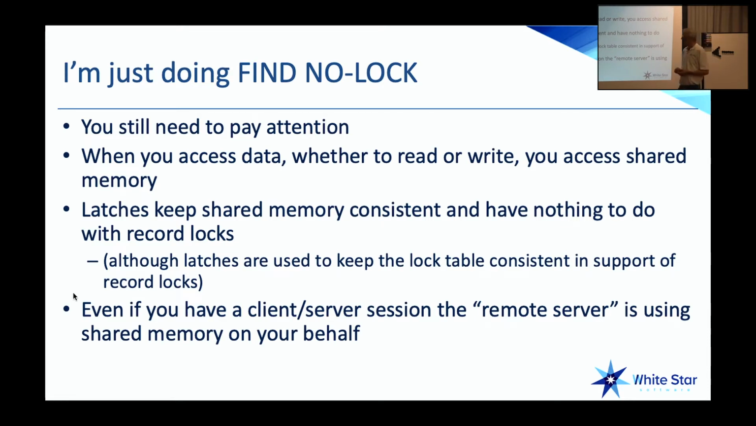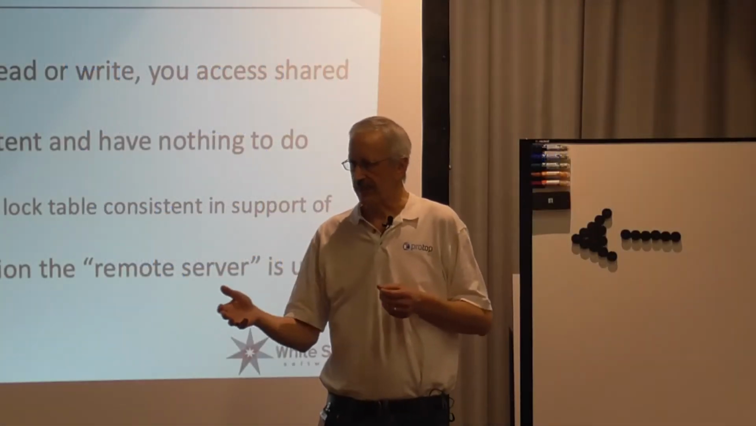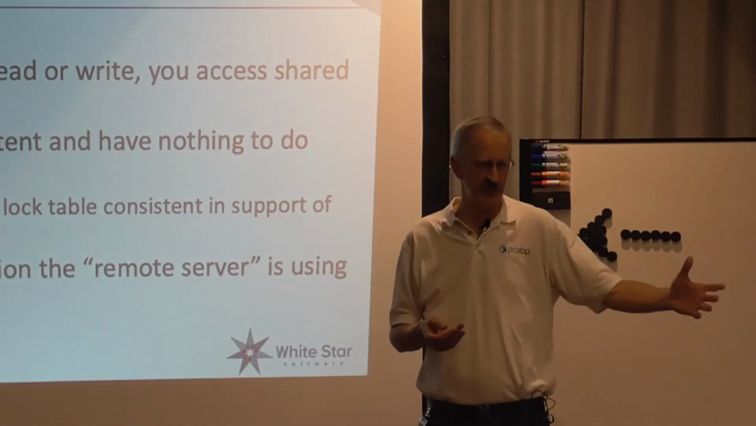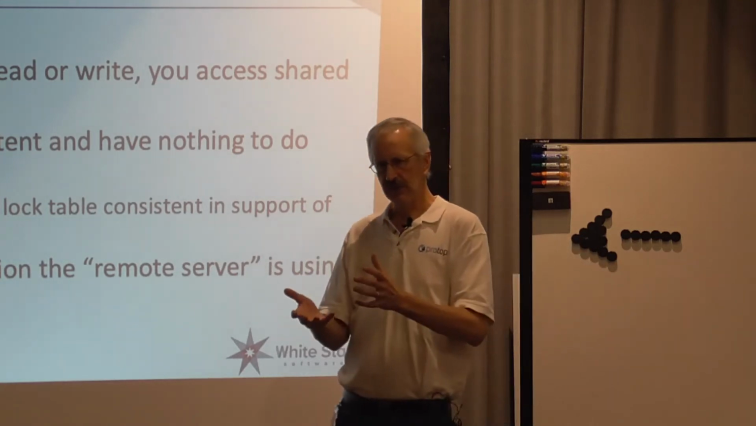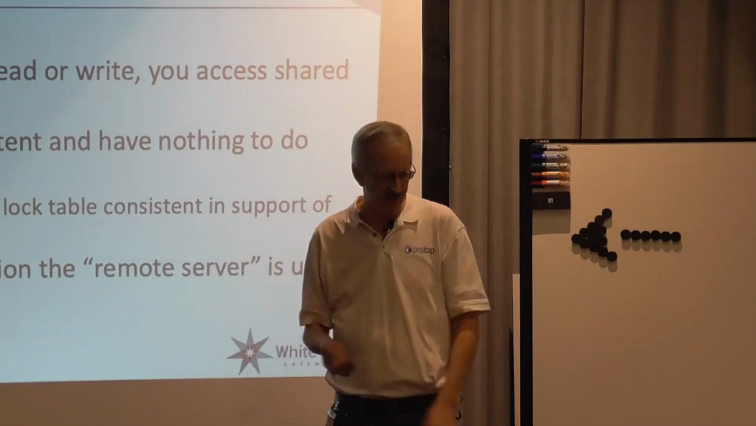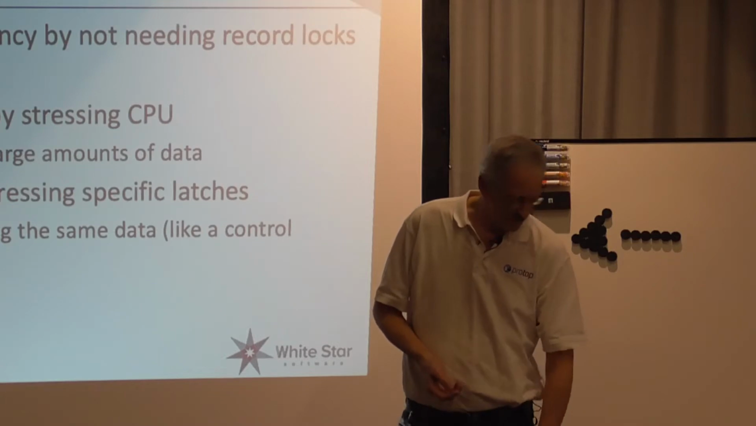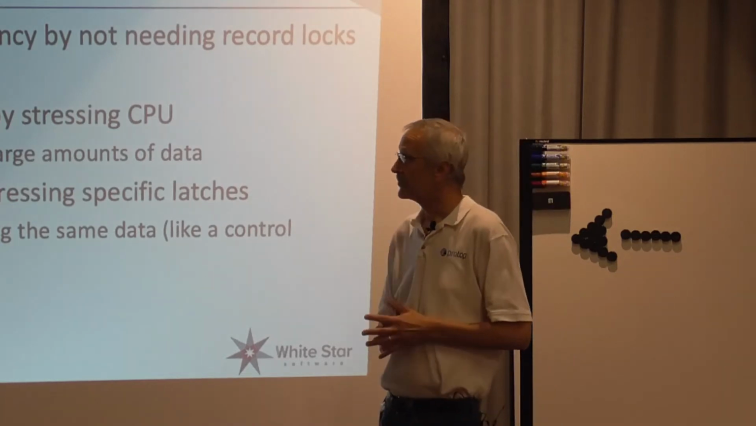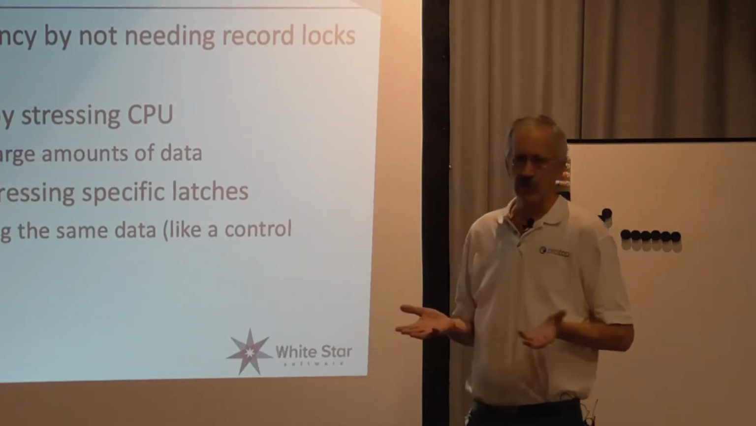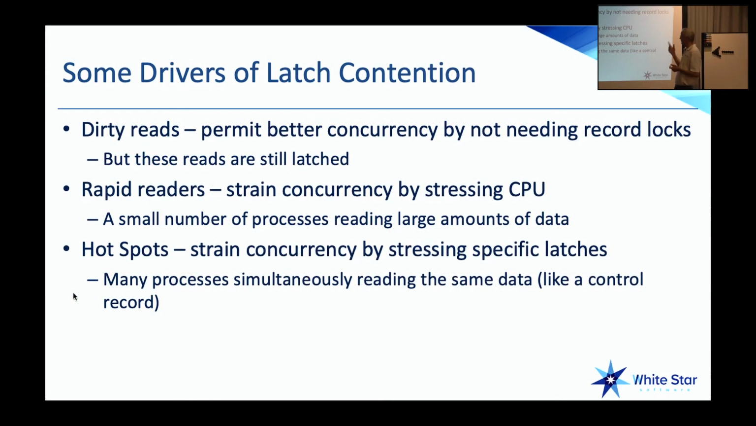And even if you have a client server session, you're still using shared memory, because that remote server is accessing the shared memory on your behalf. So even though you're on a remote PC, the connection that you're coming into has a server which is then accessing the database for you. So there's really no way around it. So dirty reads and no-lock reads, because they skip all the other things, can still drive some concurrency.